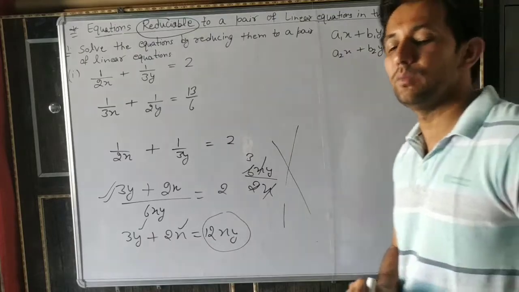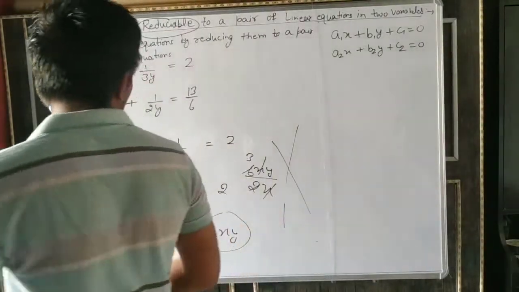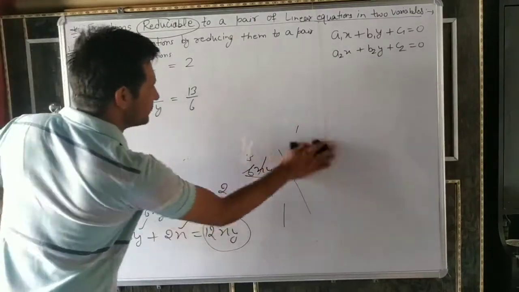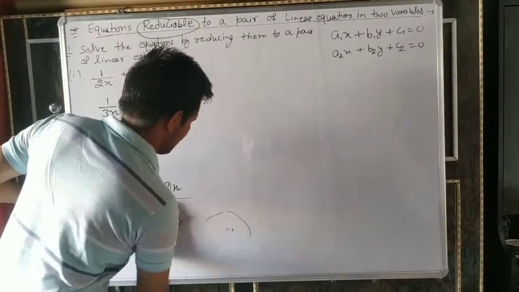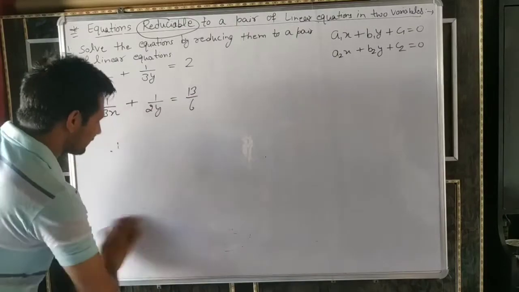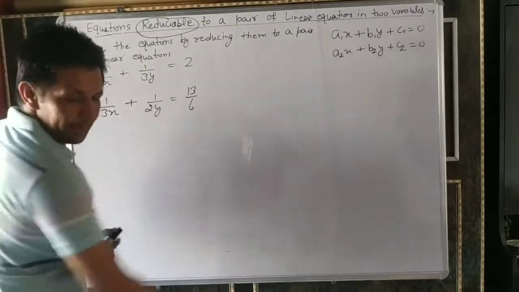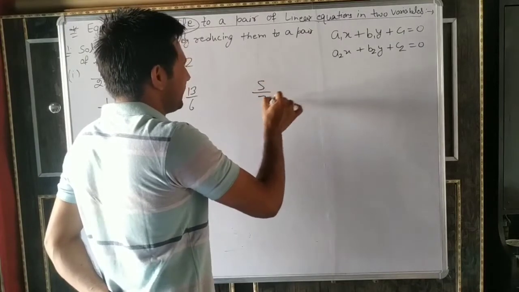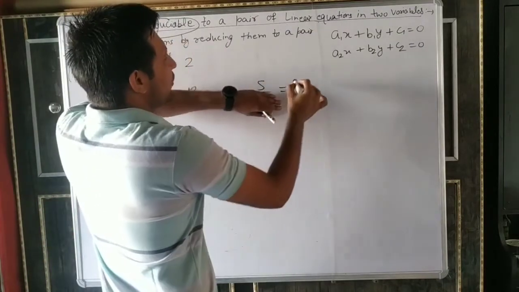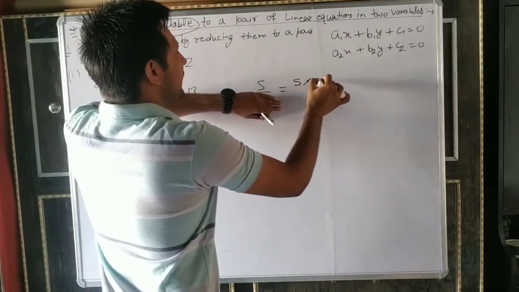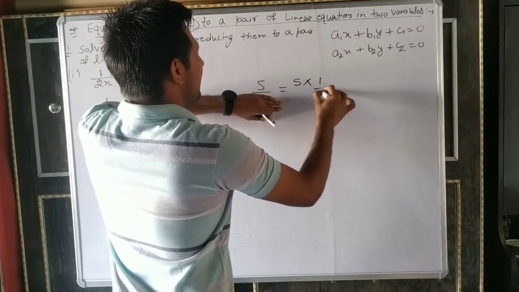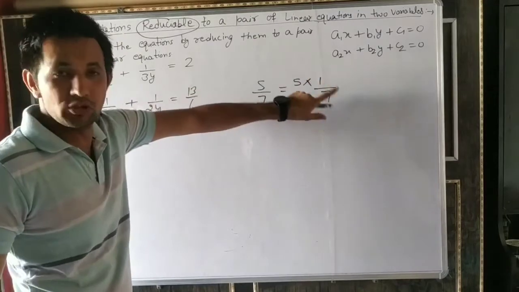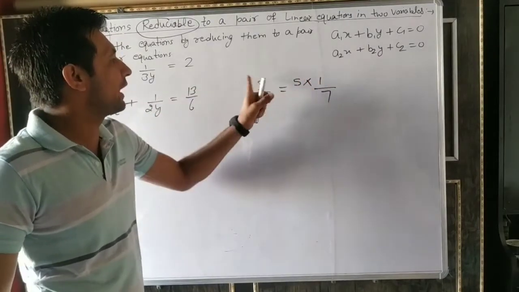So what will we do? Understand? Look, we can't do it by this method. So what will we do now? Look, in this case, dear, tell me 5 by 7. What is the meaning of 5 by 7? Can you write 5 into 1 and divide by 7? Can you write it or not? 7 means 1 upon 7, or not? 5 into 1 upon 7.